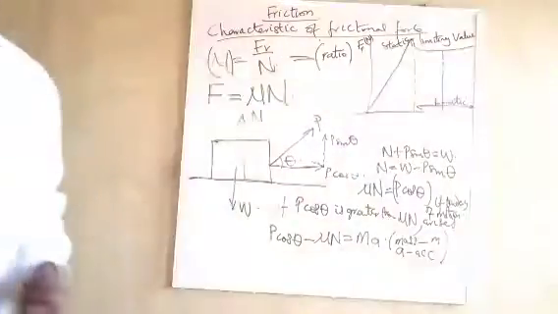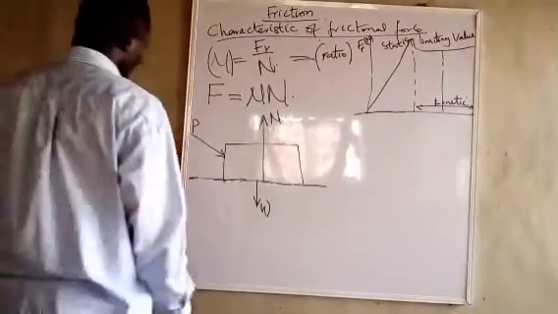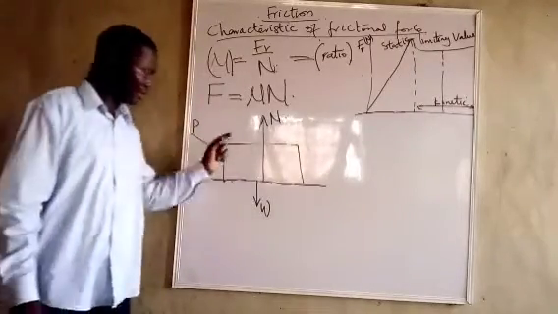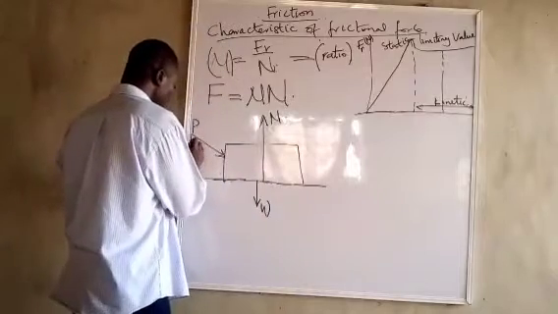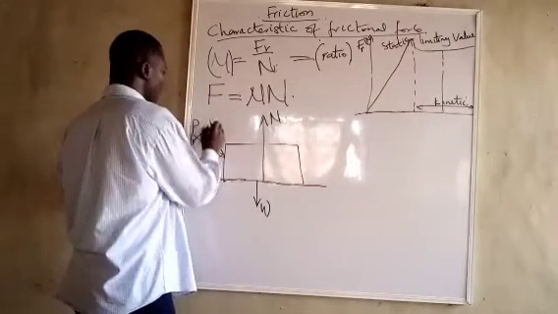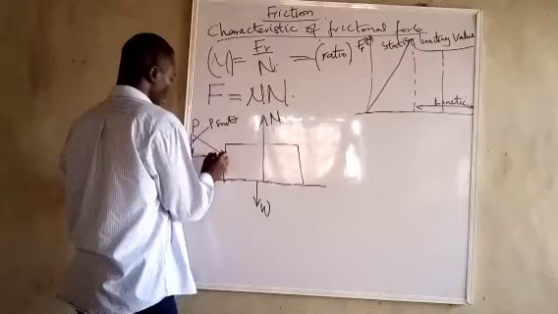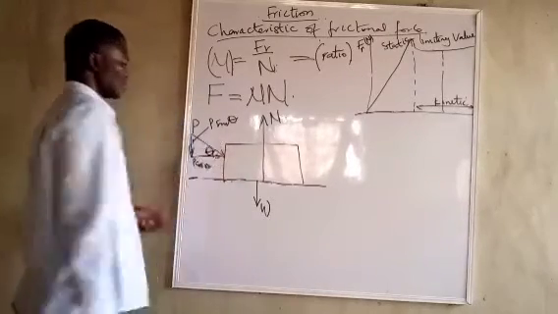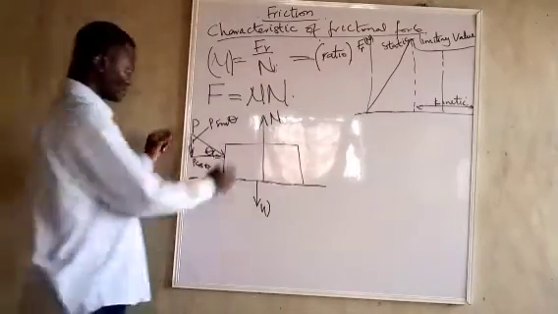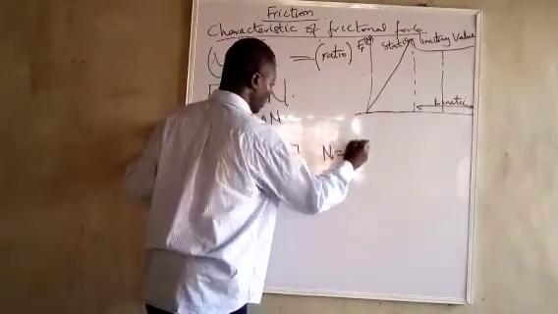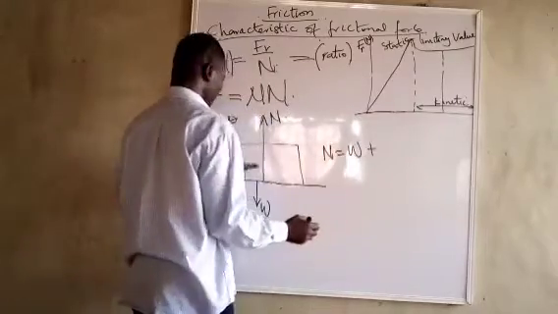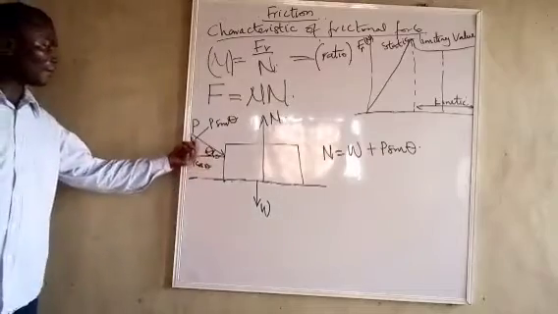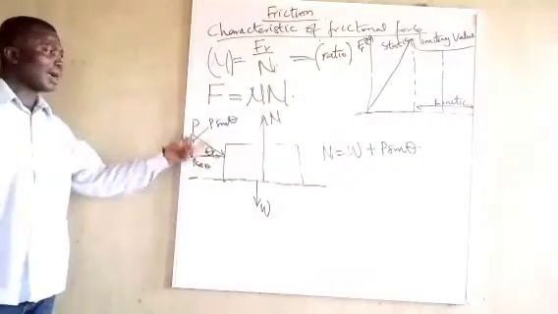Another situation might arise. We have P pressing down and moving the body. In this instance, you can see that we have P sin theta coming down, and P cos theta goes forward like this. So in this instance, our N will be equal to W plus P sin theta. You can see. So the direction at which this force is applied affects the value of N.